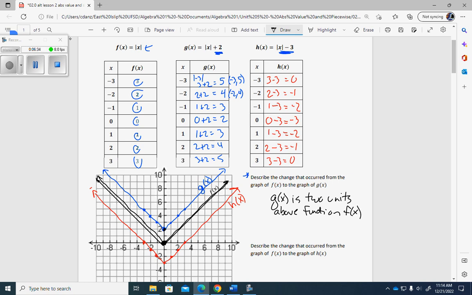And then describe the change that occurred from function f to function h. Well, function h now looks like it's 1, 2, 3 units below. It's shifted 3 units below function f.